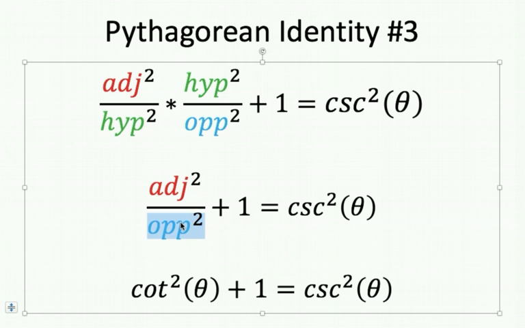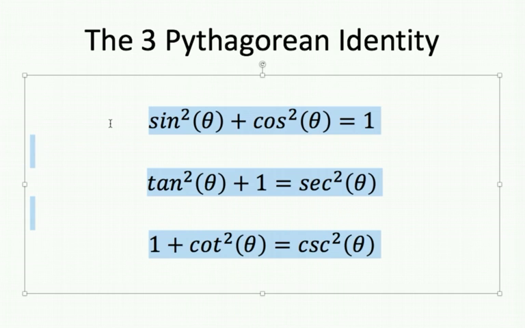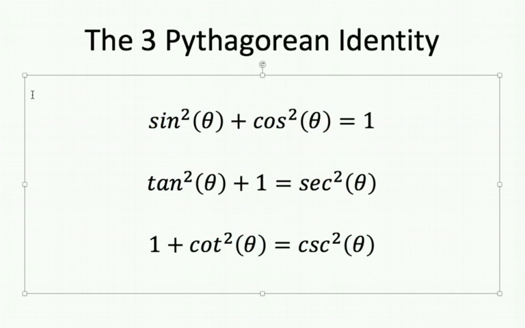Adjacent divided by opposite is cotangent. So cotangent of theta squared plus 1 equals cosecant of theta squared. This is your final Pythagorean identity. So, summary, here are your 3 Pythagorean identities. You don't necessarily need to know how they were created, but these 3 are true for basically any value of theta, as long as it's not undefined.